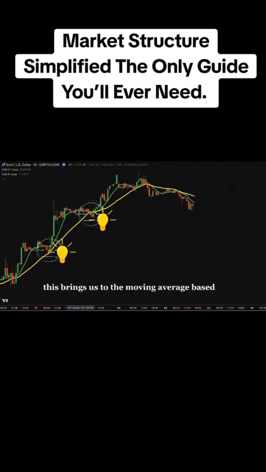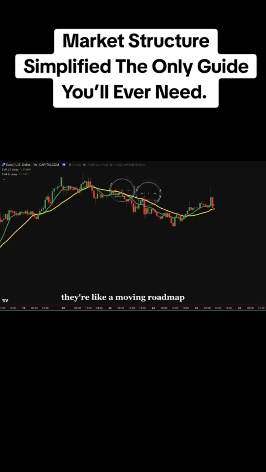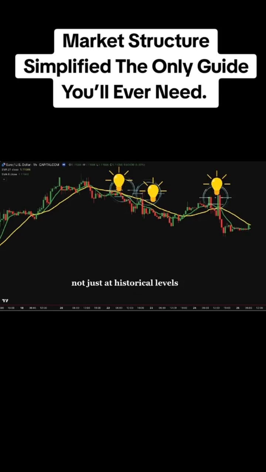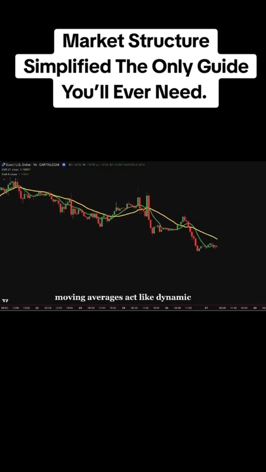This brings us to the moving average based trending market. Unlike fixed resistance or trendline levels, moving averages adapt and update with every new candle. They're like a moving roadmap that shows you where buyers or sellers are stepping in at the current moment, not just at historical levels. And when used correctly, moving averages act like dynamic support and resistance zones in trending markets.